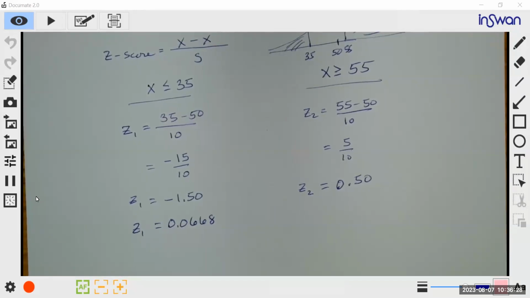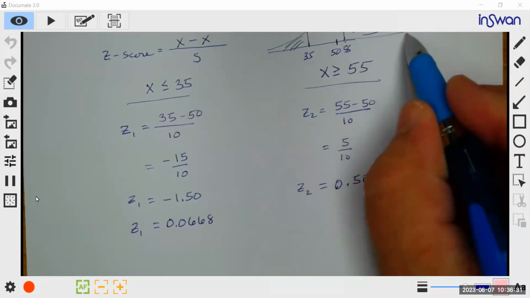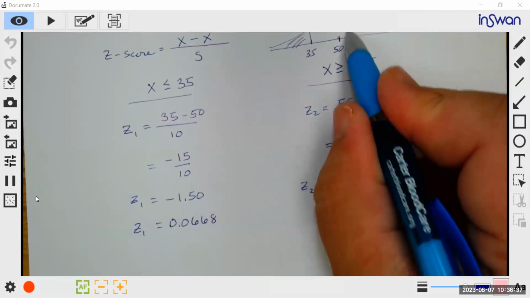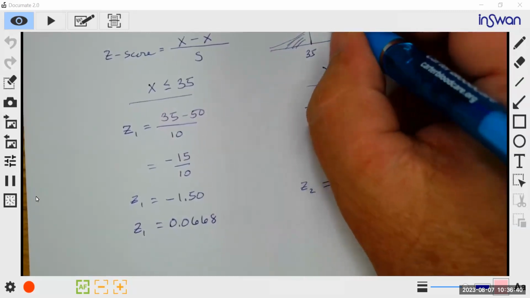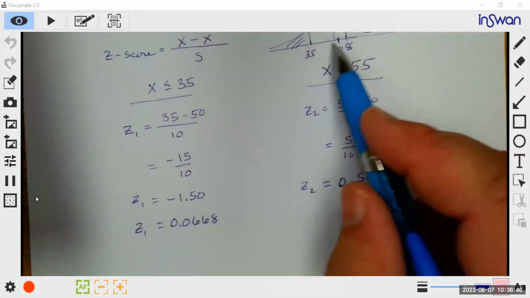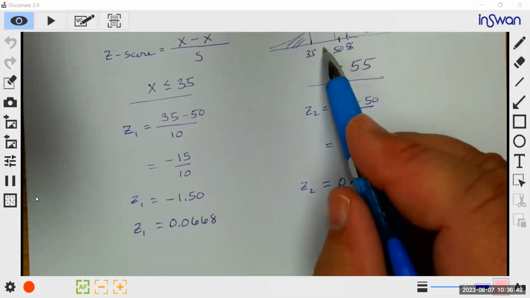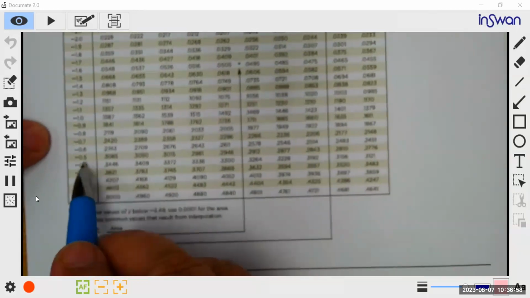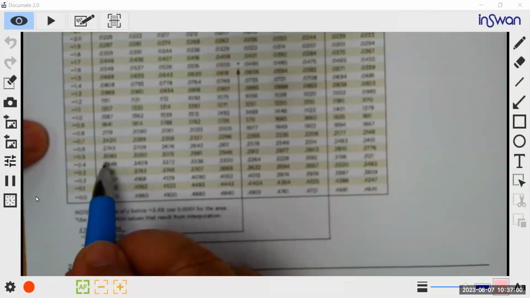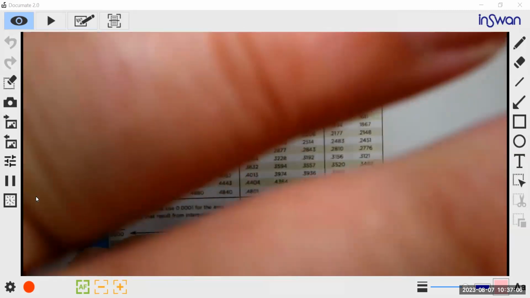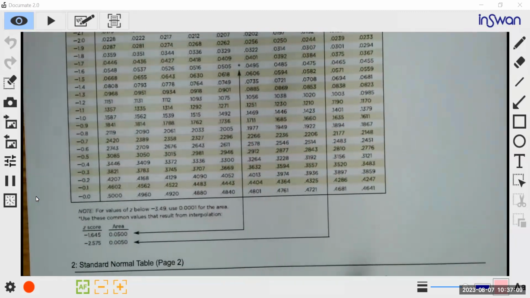Now, since this one is greater than, we could find the area we don't want and subtract it from 1. Or, since this is the area, we just look at the negative side and look from that side. So instead of 55, it's 45, which gives us negative 0.50. Negative 0.50 is 0.3085.